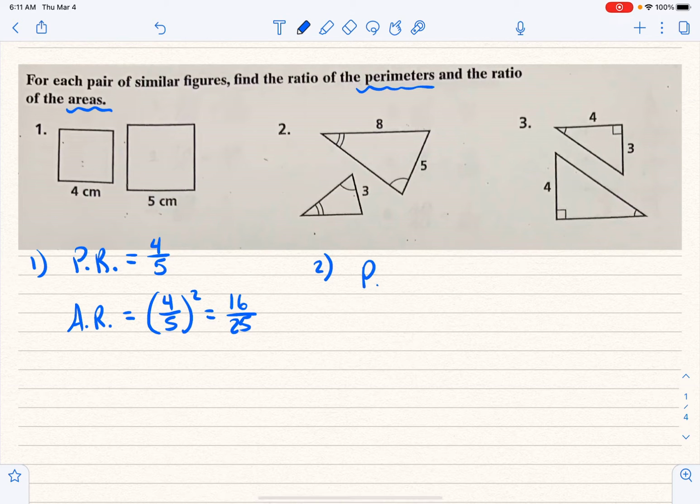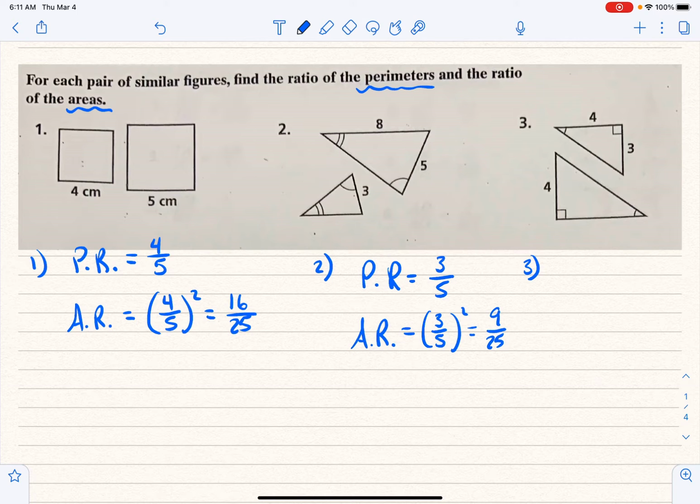I say the perimeter ratio is 3 to 5. The area ratio is always going to be the perimeter or similarity ratio squared. And so that gives me 9/25. Okay, and the last one, number 3.